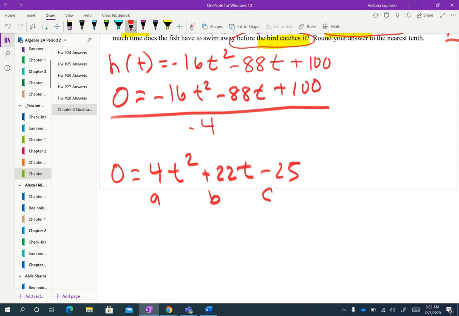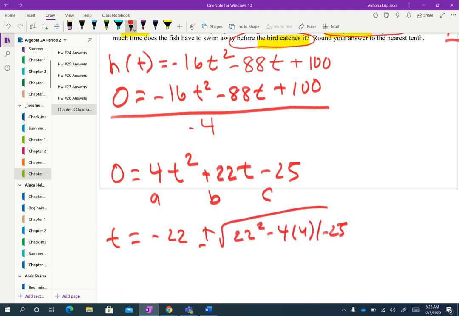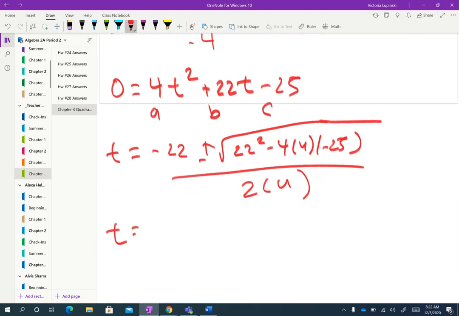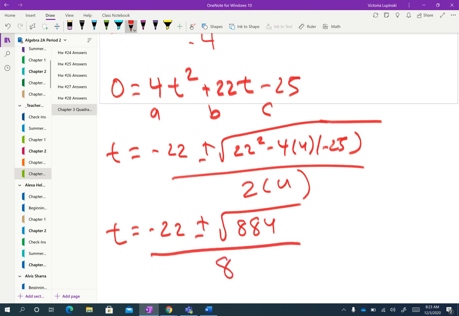So a, b, c. Again, instead of x equals, it's t equals negative b plus or minus the square root of b squared minus 4ac all over 2a. Underneath the radical, of course, the discriminant, you're going to calculate that. So 22 squared minus 4 times negative 25 is going to give you 884, and then all over 8.